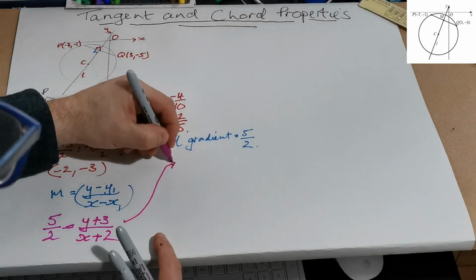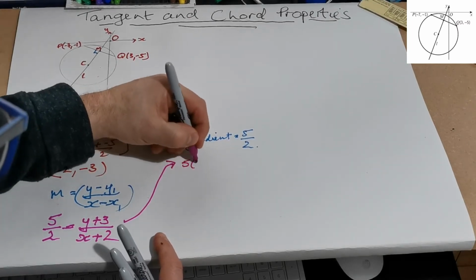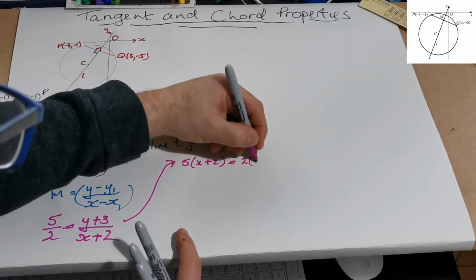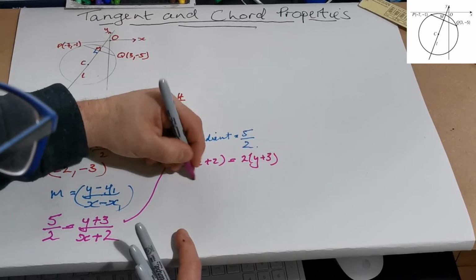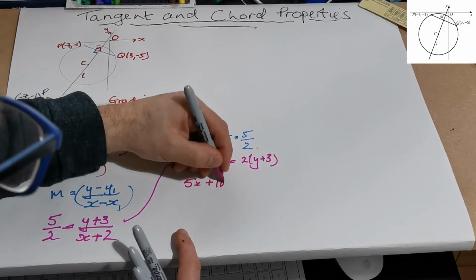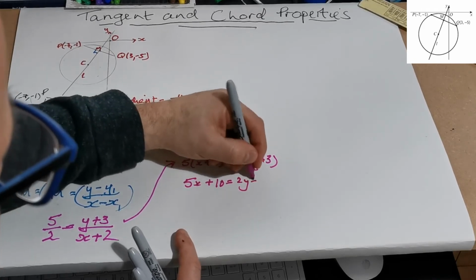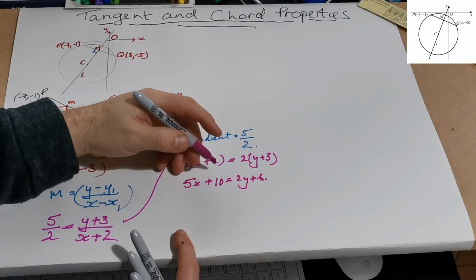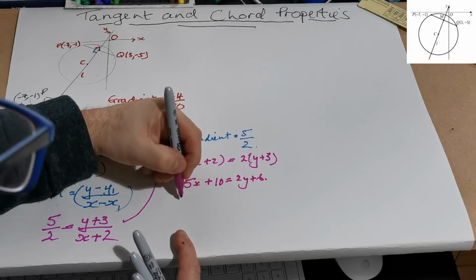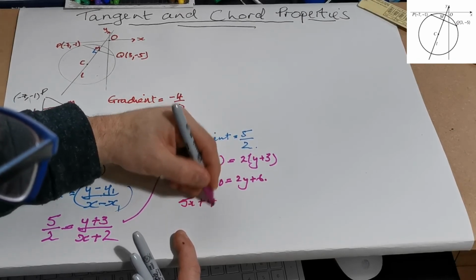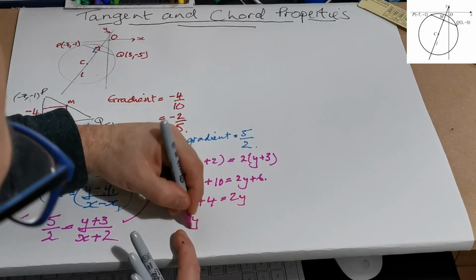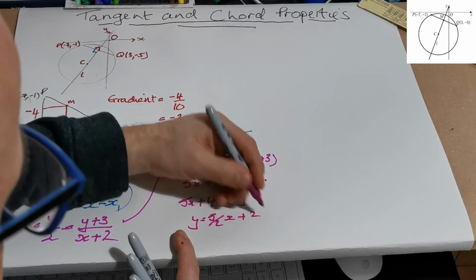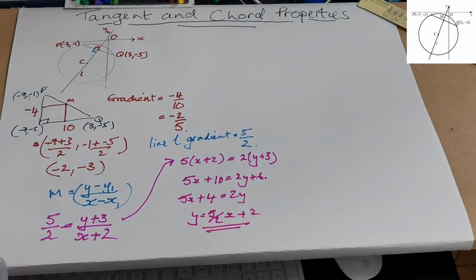So if I bring that just to here, I've got 5 lots of x plus 2 is equal to 2 lots of y plus 3. So 5x plus 10 is equal to 2y plus 6. So I might say that 5x plus 4 is equal to 2y. So y is equal to 5 over 2 x plus 2. And I'm going to leave it like that in that format.